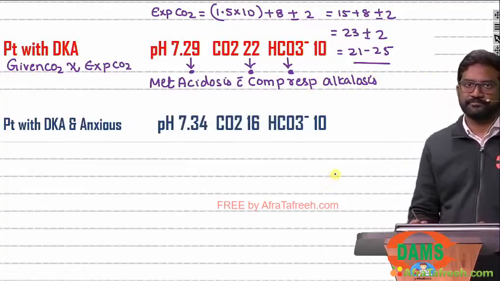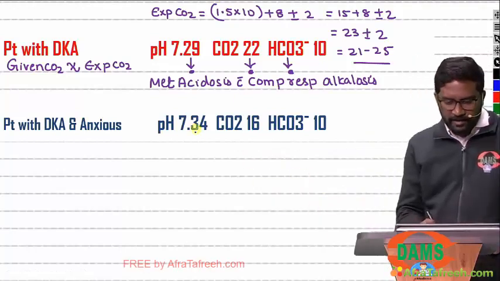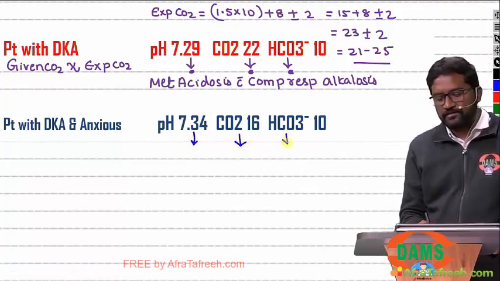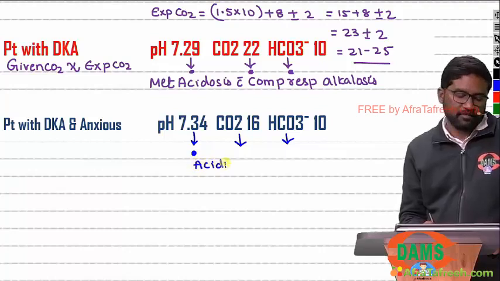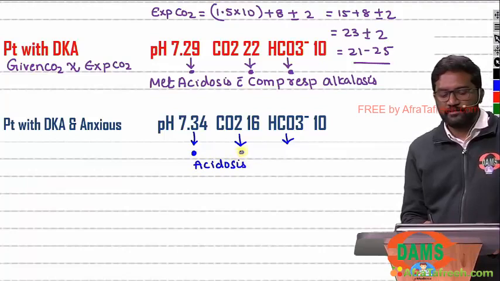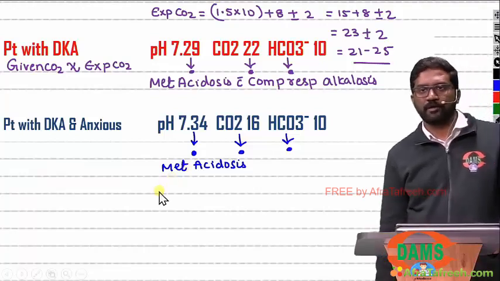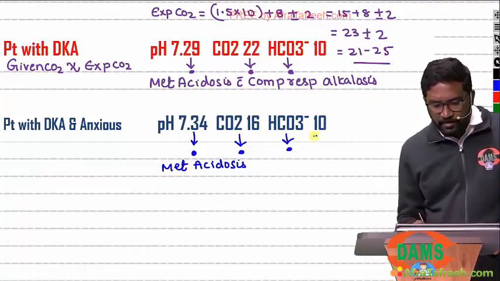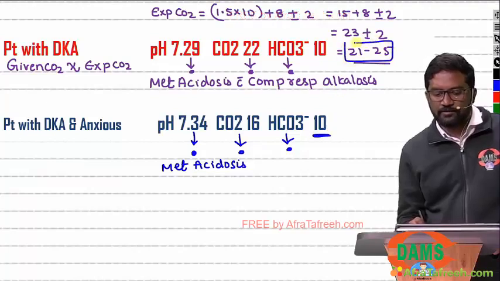Second patient, DKA, is anxious. These are the parameters. Again draw arrow marks. Reduced, reduced, reduced. See the pH. It is acidosis. What is primary? The change is in the same direction, so it is metabolic. Whenever you have a primary metabolic acidosis and bicarbonate has decreased to 10, CO2 should come down to 21 to 25.